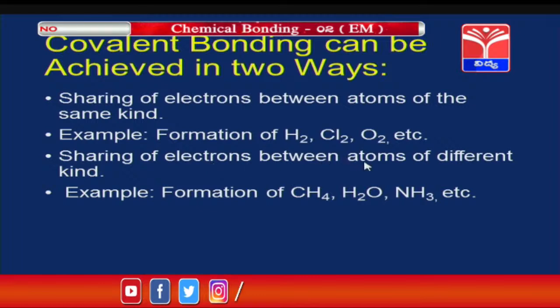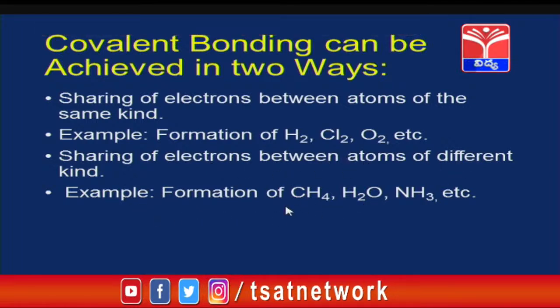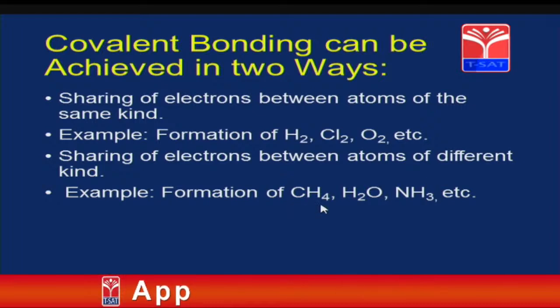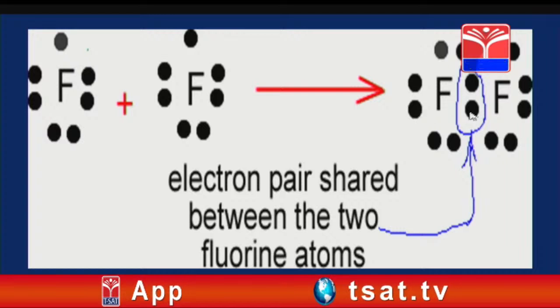Now, sharing of electrons between atoms of different kind. If you look at the example, children, this is CH4, a methane molecule. Here the sharing of electrons takes place between carbon and hydrogen. Water molecule, ammonia molecule. So, let us start with an example, that is F2. F2 is a fluorine molecule. It is a diatomic molecule. That means, it is made up of 2 atoms of fluorine.